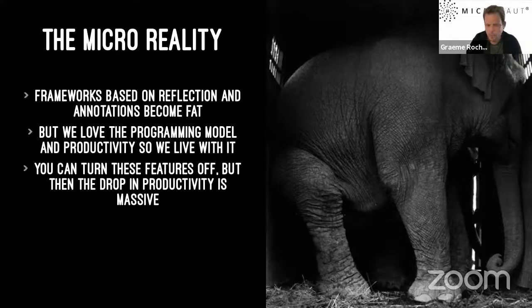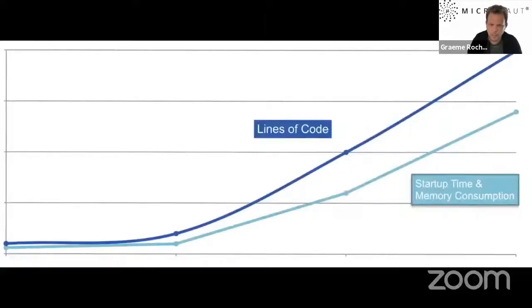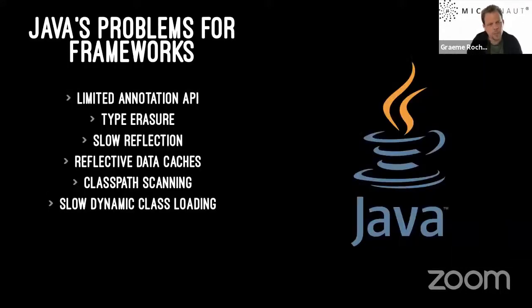Having said that, people love the programming model offered by existing frameworks like Spring and so forth, because if you don't use these, then the drop in productivity is massive. So we're looking at creating a balance between a framework that lets you be highly productive, but doesn't have this relationship between the number of lines of code in your application and how much startup time and memory it takes to actually run the application.